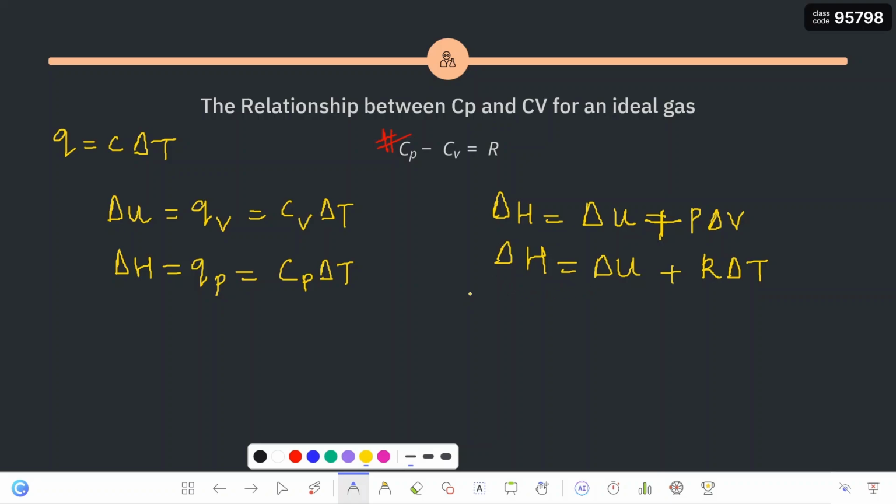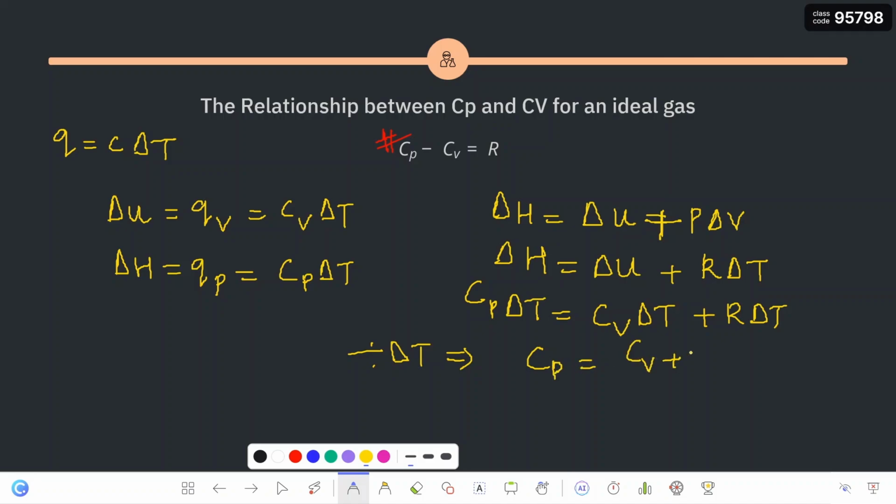So, delta H we can replace with Cp delta T. Delta U we can replace with Cv delta T plus R delta T. So, if we are dividing by delta T, everywhere delta T is there. So, it will become Cp is equal to Cv plus R. That means Cp minus Cv is equal to R. This is another important equation. So, here you have to remember this equation, Cp minus Cv is equal to R.